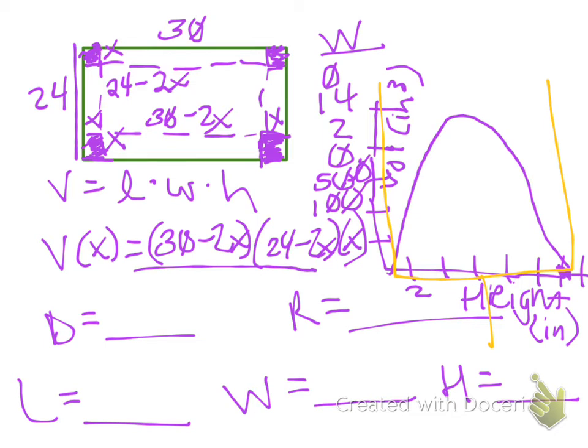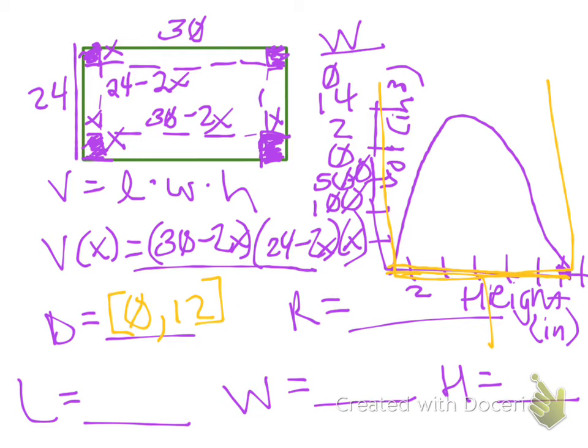So in this case, my domain is going to be 0 all the way over to, I want to know what are the x values that are included. What's the span? It goes from 0 to what? I do believe it goes from 0 to 12.